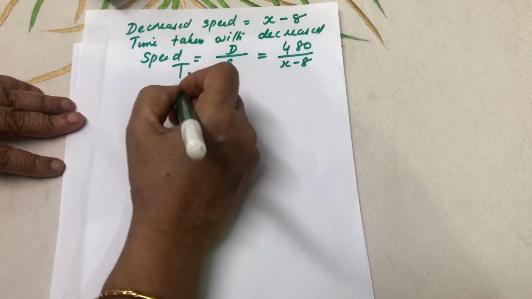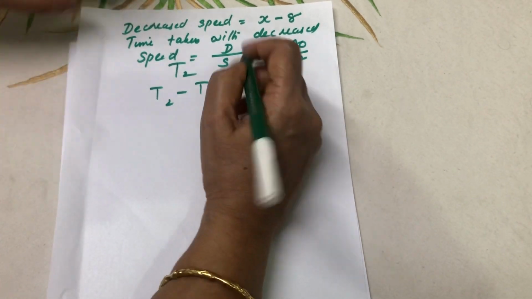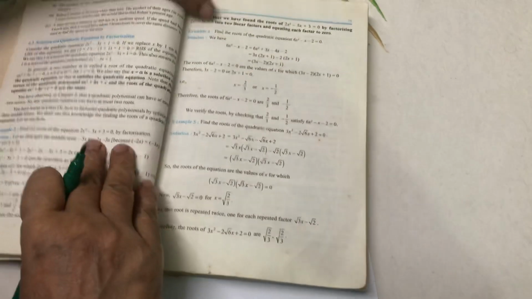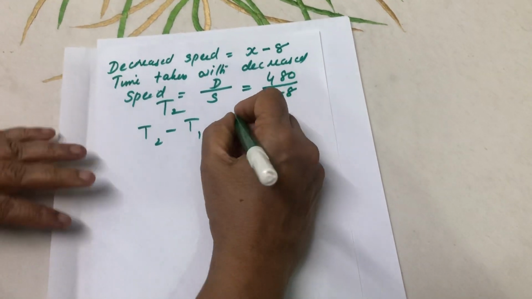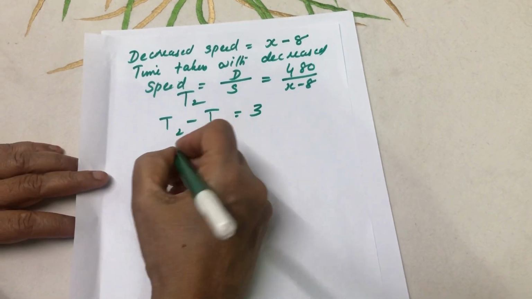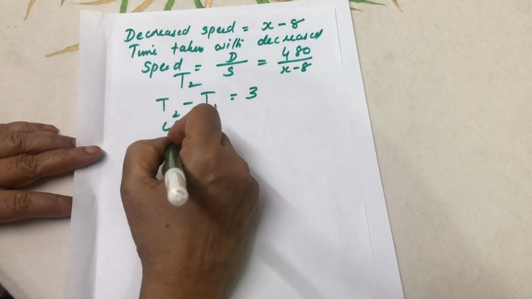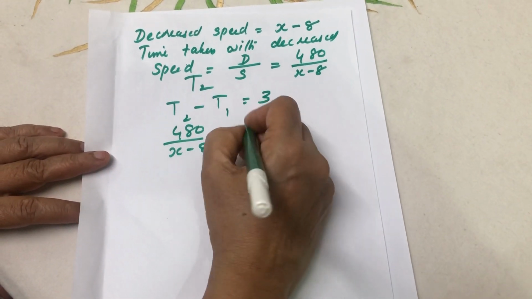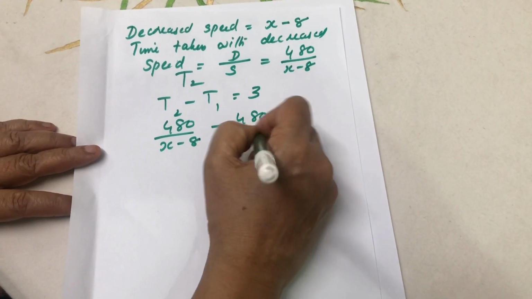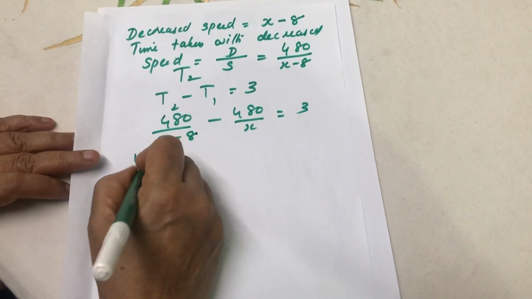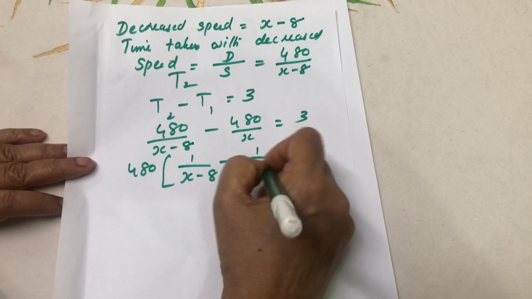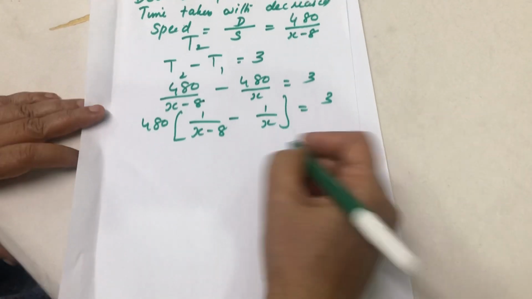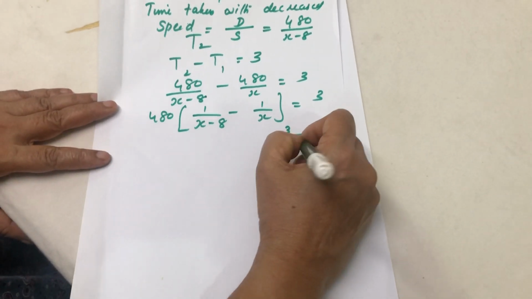So T2 minus T1. The difference in time, it is given, 3 hours more to cover. Therefore, the difference in time is 3. Here, 480 by x minus 8 minus 480 by x equals 3. 480 you take out. 1 by x minus 8 minus 1 by x is 3. This 480 to this side, 3 by 480.